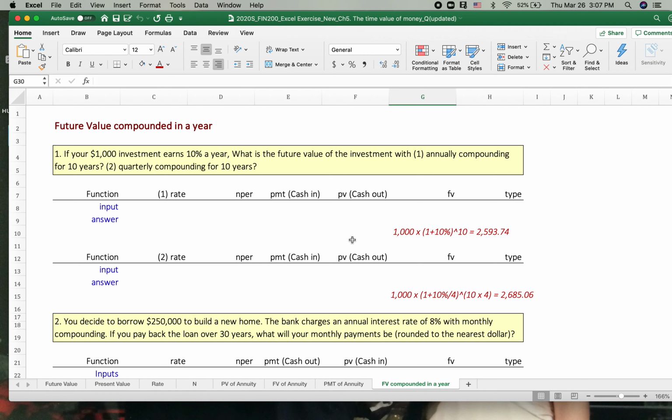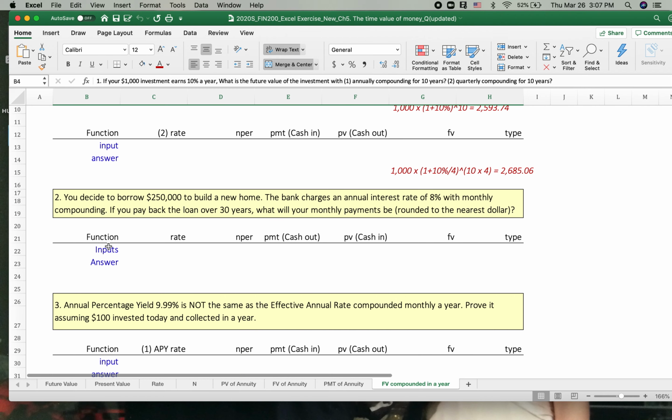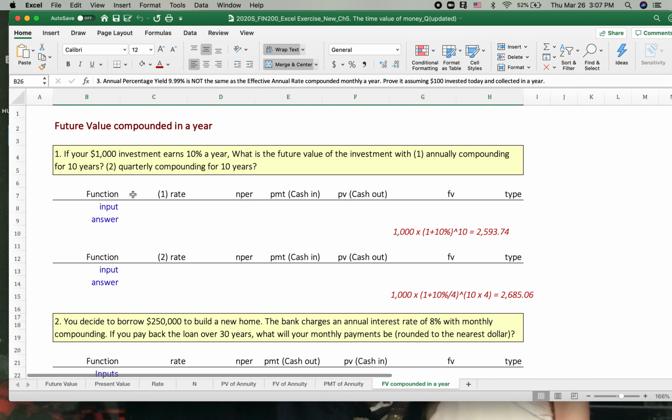Hello, finance students. This video clip will be reviewing the future value compounded in a year. This case and the second case and third case are a little bit different. In the first case, we are covering the compounding effect quarterly and comparing it with the annual rate with a 10-year investment.